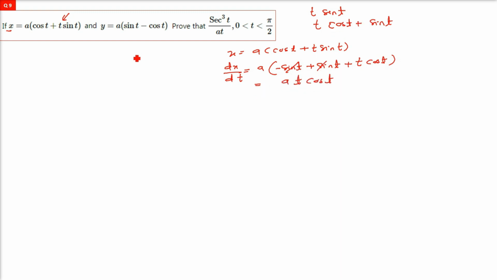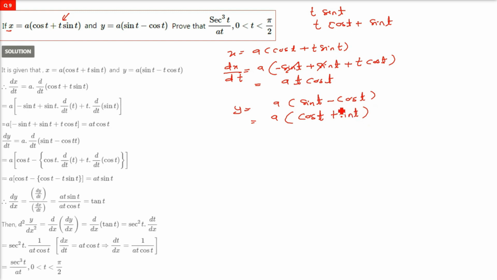Now coming to the y part. Now you see this is a sin t minus cos t. So there is something here which is lacking, but let us do it. If this question comes, then you can always do it like this. a sin t is cos t, and cos t is minus sin t. What you have to do is dx by dt, dy by dt. In order to get dy by dx, you have to divide these two, and then you can go for d2y by dx2.